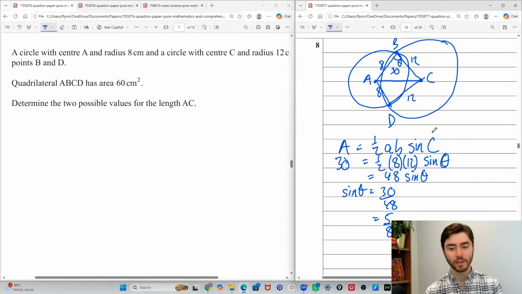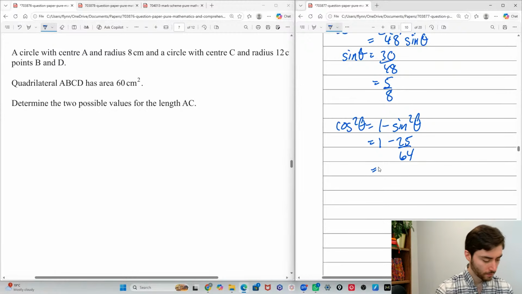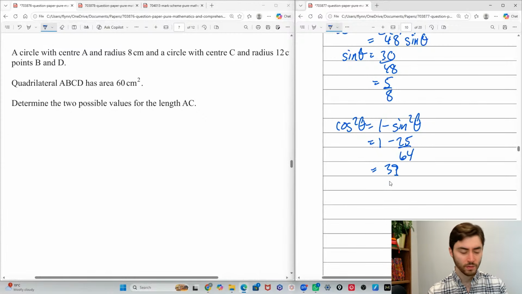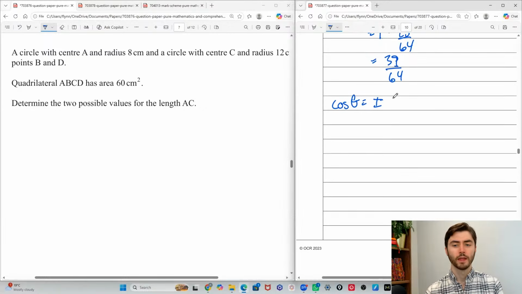Now, we are going to find AC by the cosine rule, but in order to do that, we need cosine. And I'm going to use what I did at the start, actually. So cos squared theta is 1 minus sine squared. So it's 1 minus 25 over 64, which is 39 over 64. So in other words, cos of theta is plus or minus, depending on whether the angle is acute or not. So it's going to be plus or minus root 39 over 8. So we're going to solve the cos rule twice, once for each of those values of cos.